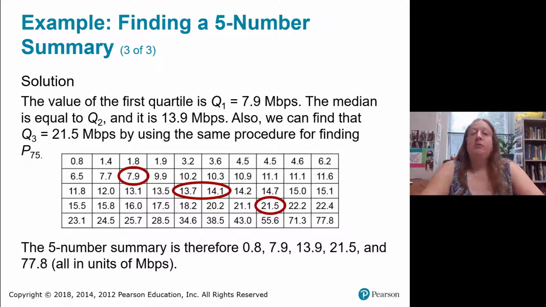And to find the median, we're looking for that 50th percentile. And we'll find that it's actually between 13.7 and 14.1. So we'll need to take the mean of those 2 numbers and find that our second quartile or median is in fact 13.9. So our 5-number summary is our minimum of 0.8, our first quartile of 7.9, our second quartile or median of 13.9, our third quartile of 21.5, and our maximum of 77.8.